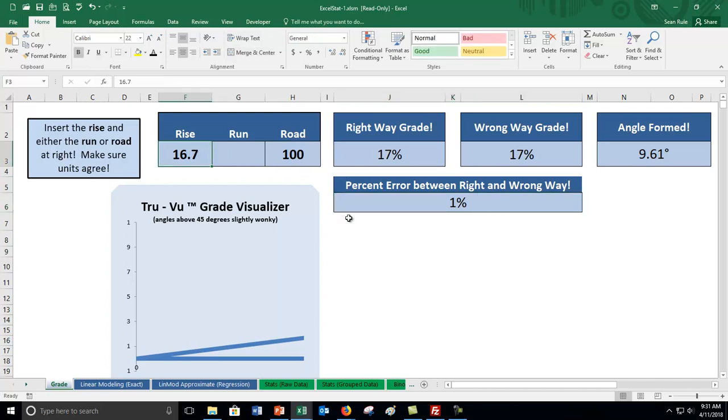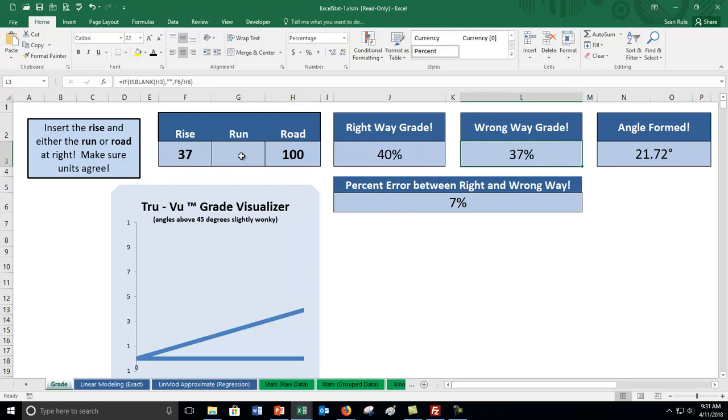So for example, what was that steepest one we saw? Canton, 37. And let's suppose we called 100% the road and not the run. If 100 is actually the road, then 37 divided by 100 is 37%. But for the right way grade, you'd have to do 100 squared minus 37 squared, take the square root of all that, and look, the right way grade actually becomes 40%. Now there's a sizable error between the right and wrong way.